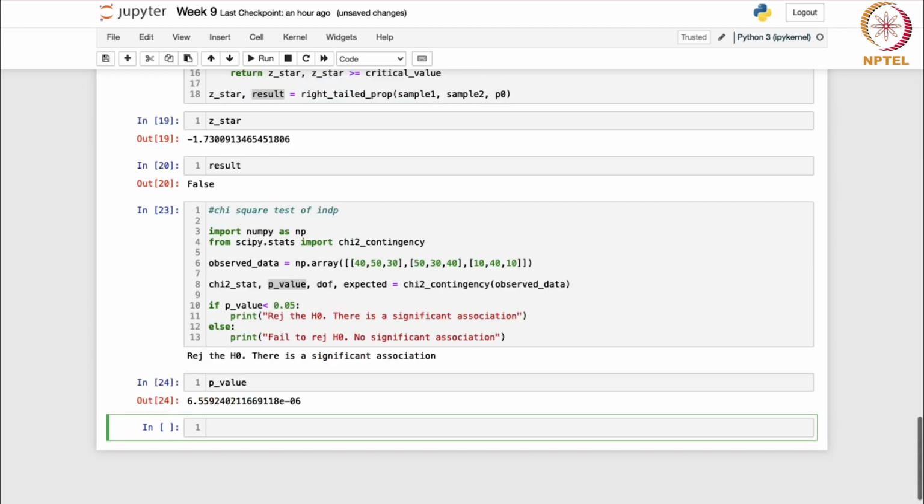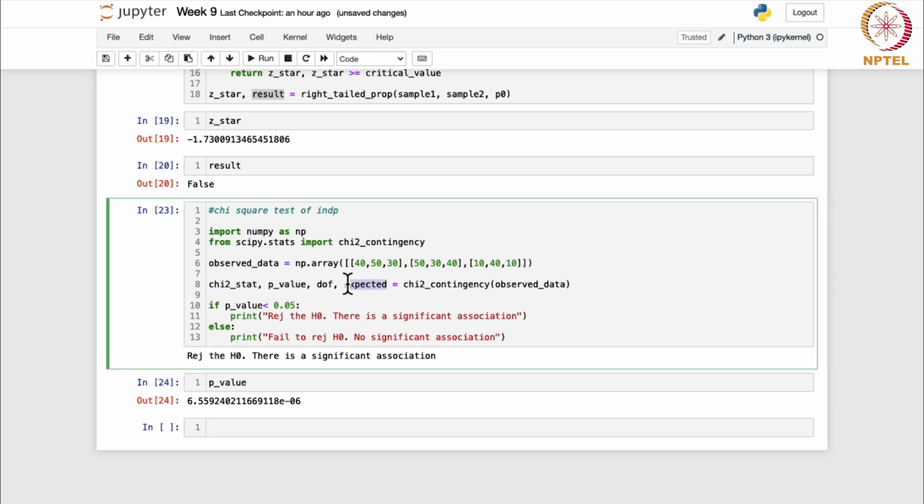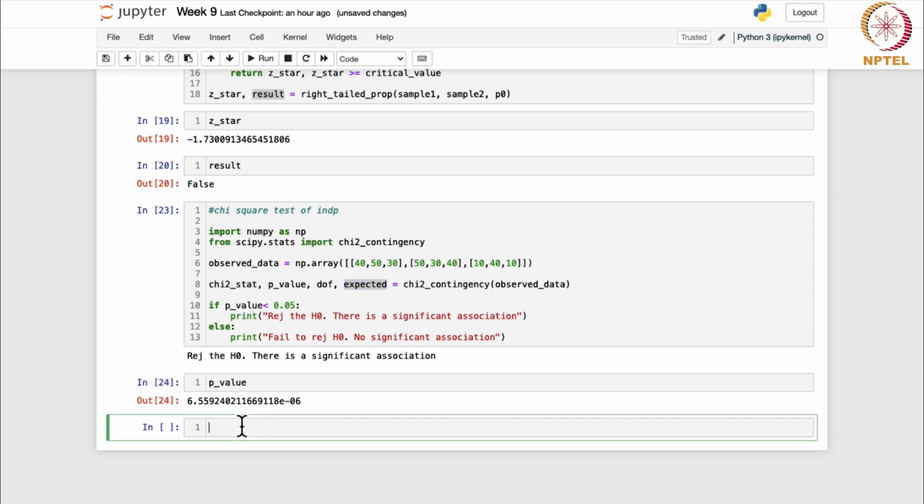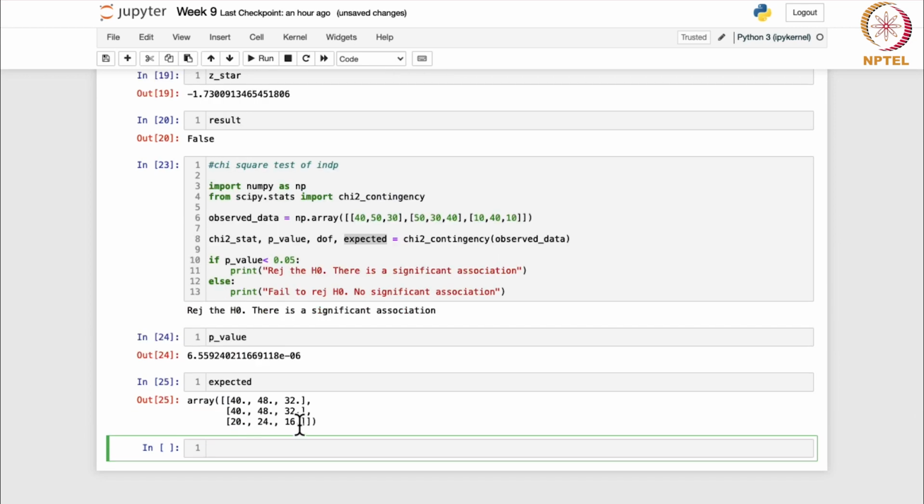Let us see what it is. Okay, so it's very small. So these are your expected values. Okay. So these are your observed, and you can see that this is how you get your expected frequencies.